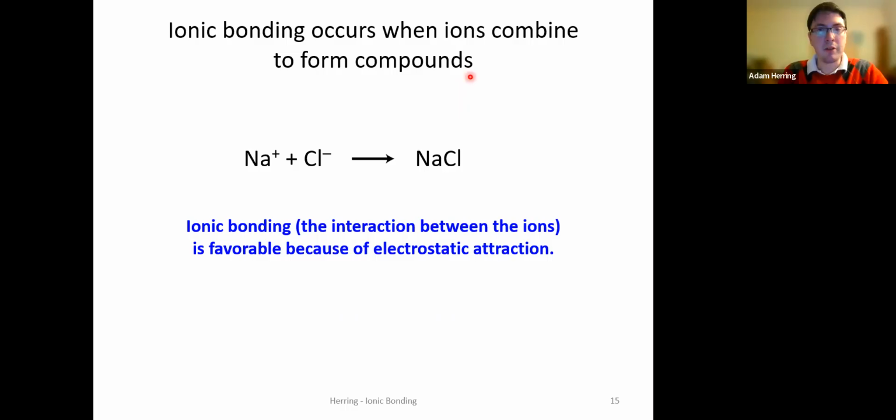Now, ionic bonding occurs when ions combine to form compounds, and this ends up being a very favorable process because of the electrostatic interaction that occurs between different ions. We'll not say much more about this, but if you would like to learn more about this, you can study what is called lattice energy.